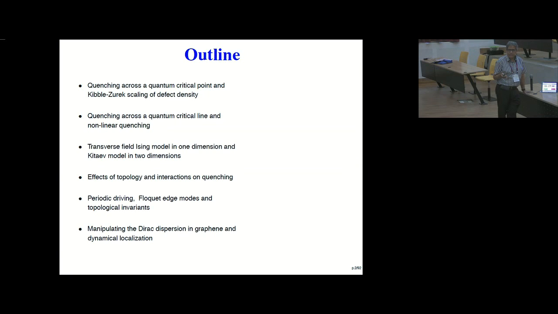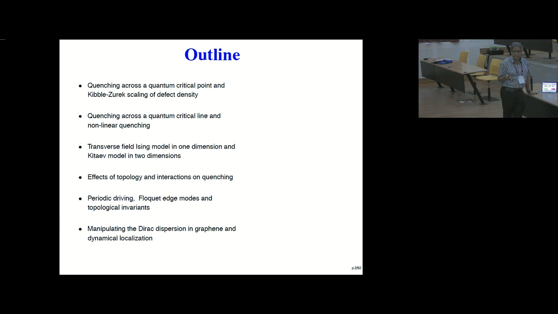Then I'll say something about the effects of topology and also interactions on quenching dynamics. So these four things are in the field of quenching dynamics. Then the last two are in the area of what's called Floquet dynamics. So what happens if you periodically drive some system. You take the Hamiltonian, and one of the parameters of the Hamiltonian, you vary it periodically in time. That's called periodic driving. And there's something called Floquet theory, which is used to analyze that.